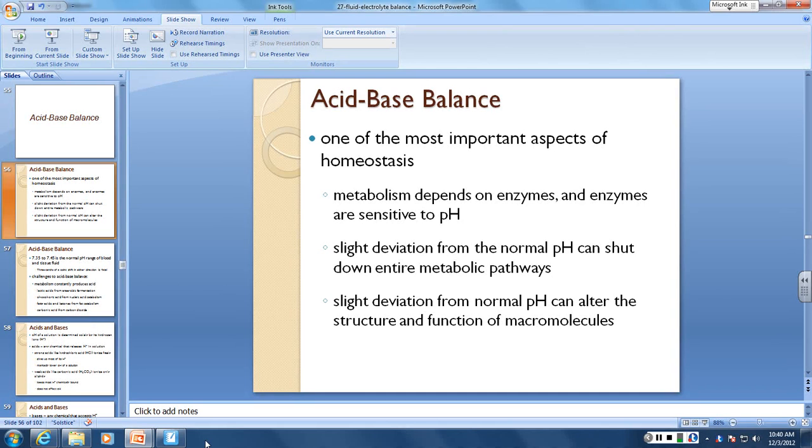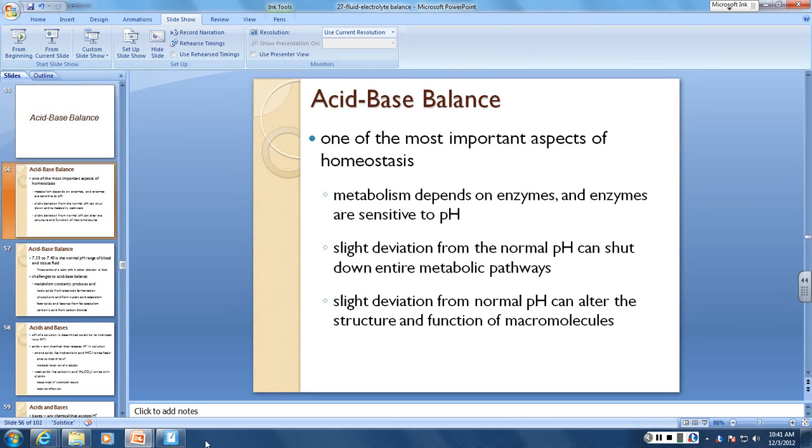So what is actually the problem? If blood or tissues are too acidic or too basic, all of our cells have enzymes working within the cell. So if you stop the enzymes from working, the cells die. By having the pH out of range, those cells are no longer able to function because the enzymes stop working. And that's with temperature as well. So temperature and pH have to be maintained because our cells can only function in a very narrow range. Slight deviation from the normal pH can shut down the entire metabolic pathways.